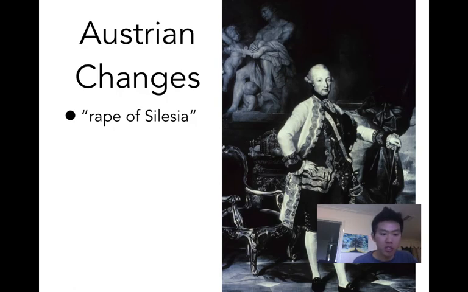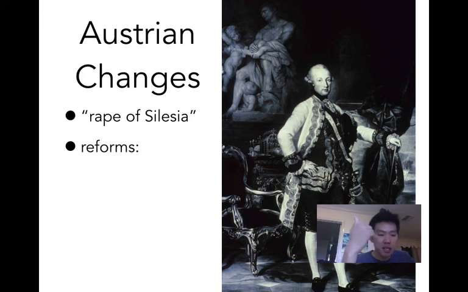What's going on in Austria? The loss of Silesia was called by Maria Theresa the rape of Silesia, and she says, you know what, we need to bring some reforms. Okay, we need to change our country because obviously we got beat down. All right, so the weakness of the army led her to build a military academy, to force conscription, which is like a forced draft, and to create a standing army of 100 to 300,000 men.